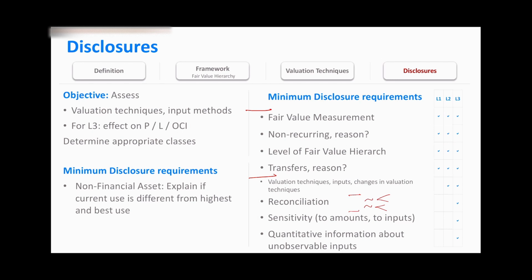An entity should also provide sensitivity analysis. What would be the impact to the fair value if the amounts used in the inputs change, or if one or two of the inputs used in the valuation techniques change. And finally, an entity is also required to provide quantitative information about unobservable inputs, though there are few exemptions to this last rule. That is it.